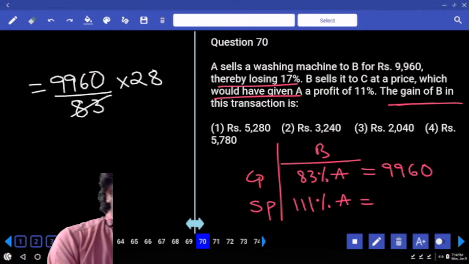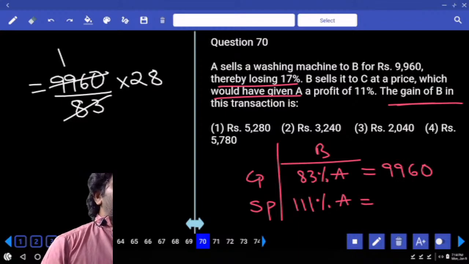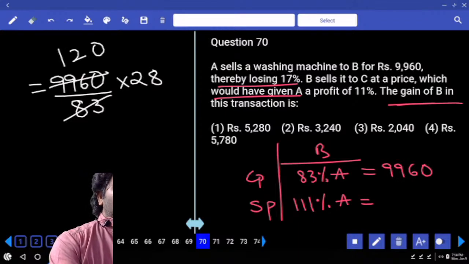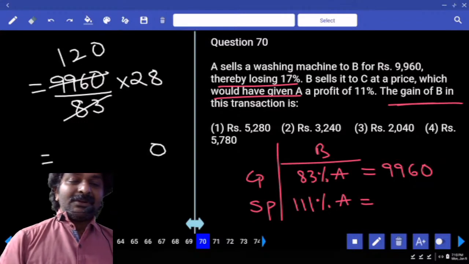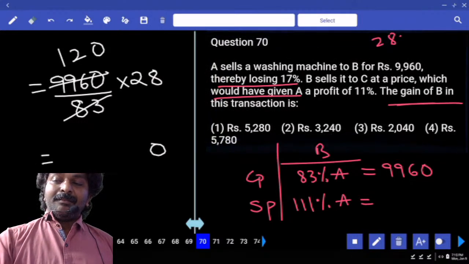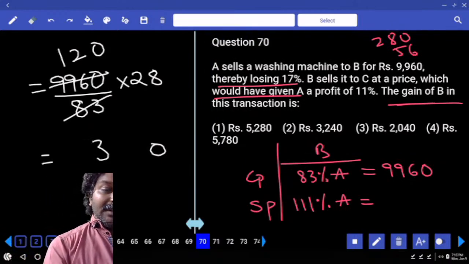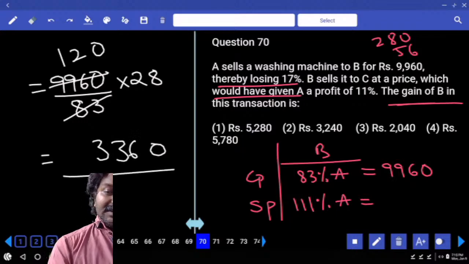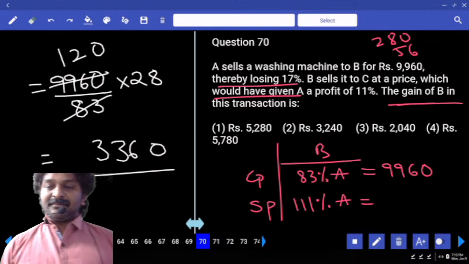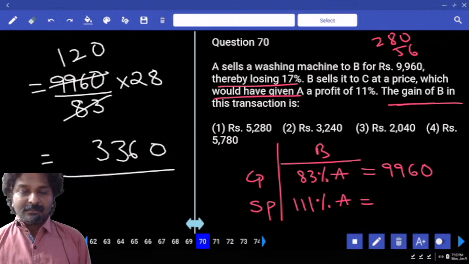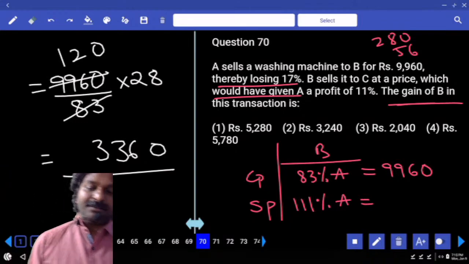Yes, 83 once 83. How much is remaining? 166. 2 and then 0. 2. 1228 times 280 plus 56. 3360. That must be the gain of B. 3360 must be the gain of B.